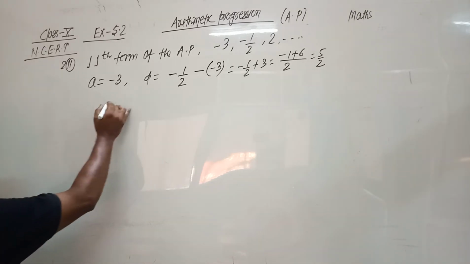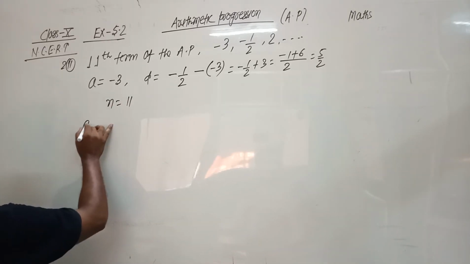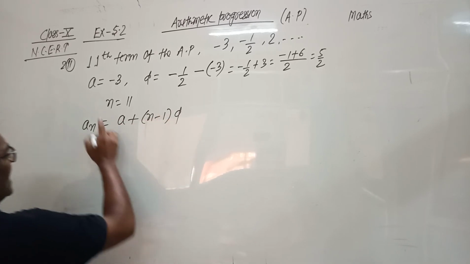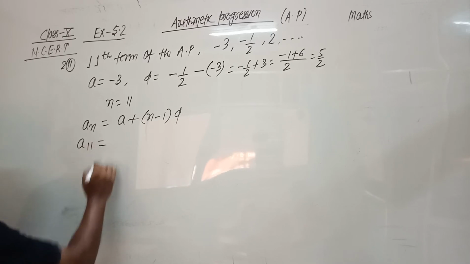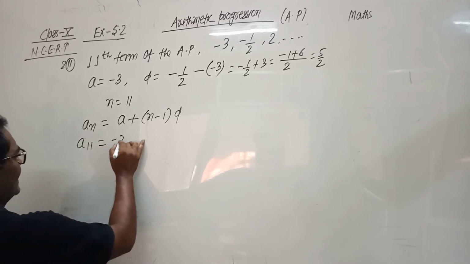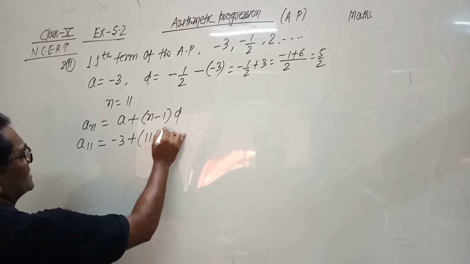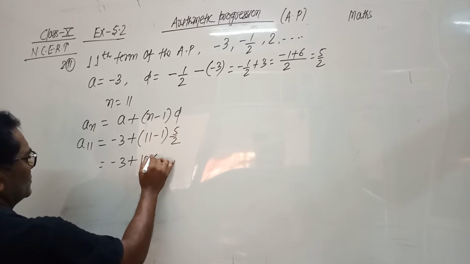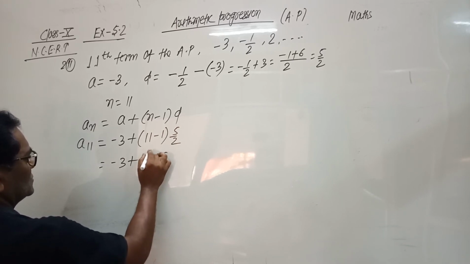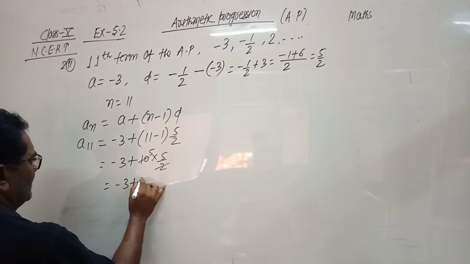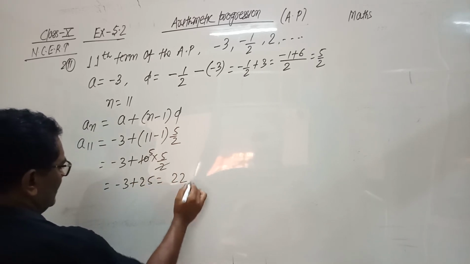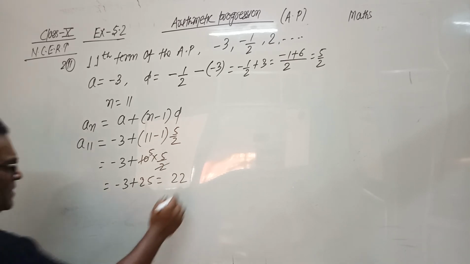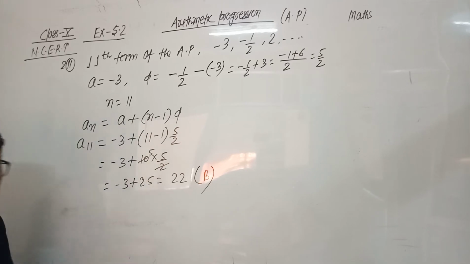And the number of terms n is 11. We write the formula an equals a plus n minus 1 d. At the place of n we use 11, the value of a is minus 3, plus 11 minus 1, and d is 5 by 2. So minus 3 plus 10 into 5 by 2, so minus 3 plus 25, we get 22. So again the option is B. B is the correct option.